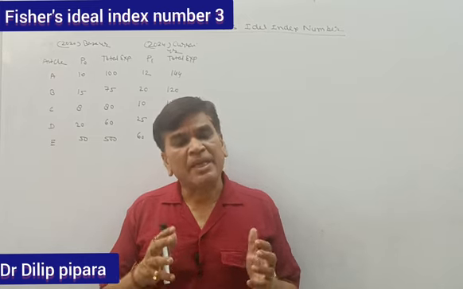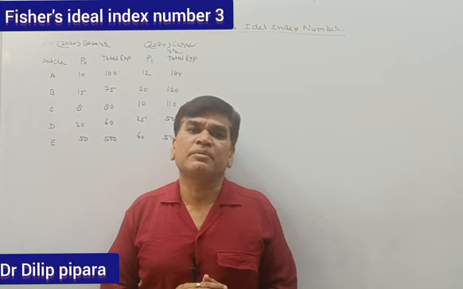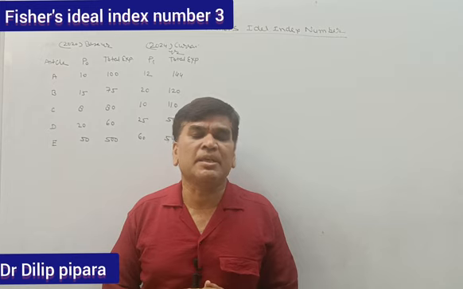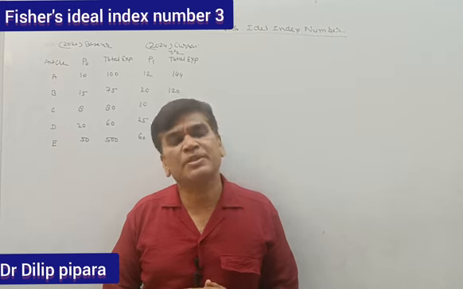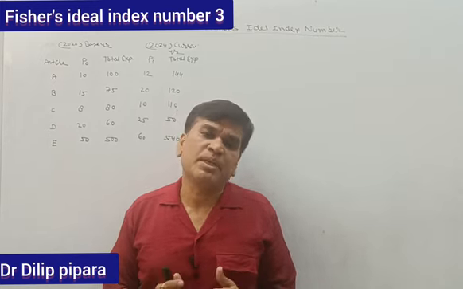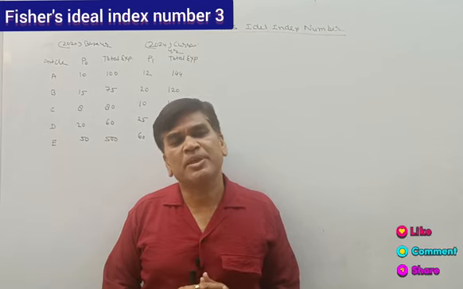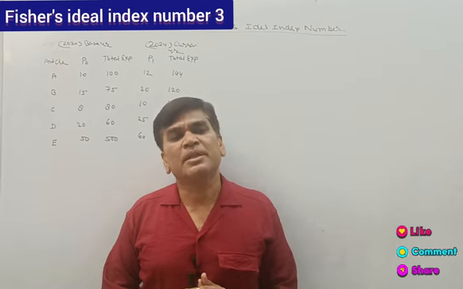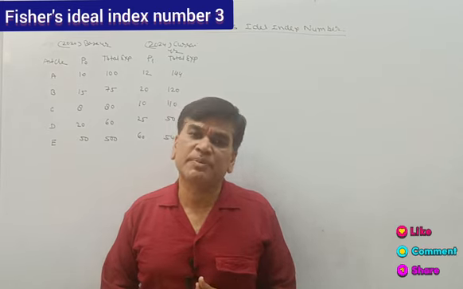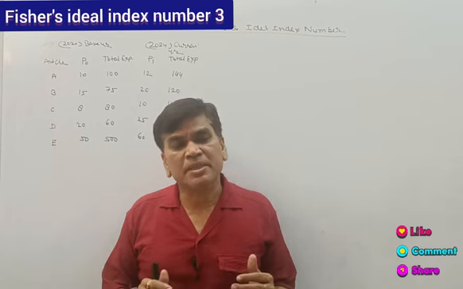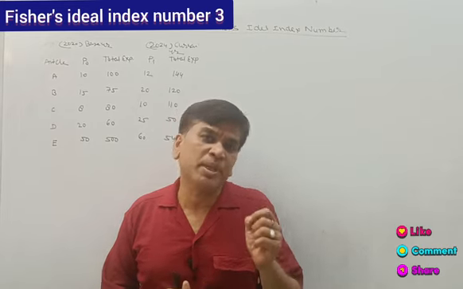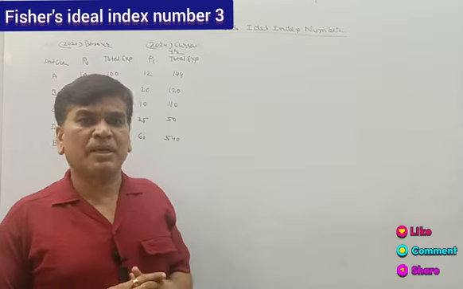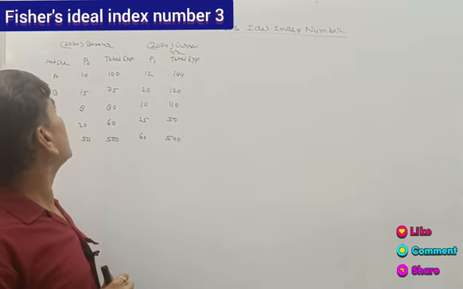Sometimes the price of the base year, quantity of the base year, price of the current year, and quantity of the current year are not given directly. Sometimes they give the total expenditure. They may give the price of the base year and the total expenditure, or the quantity of the current year and the total expenditure. For such questions, what should we do to solve Fisher's ideal index number? So I have written an example.